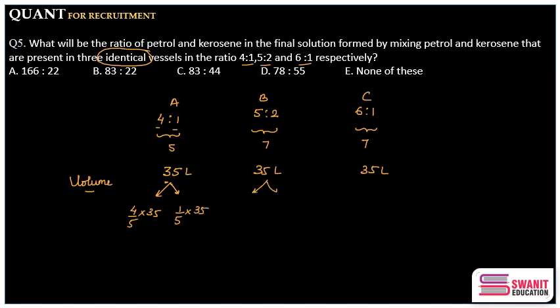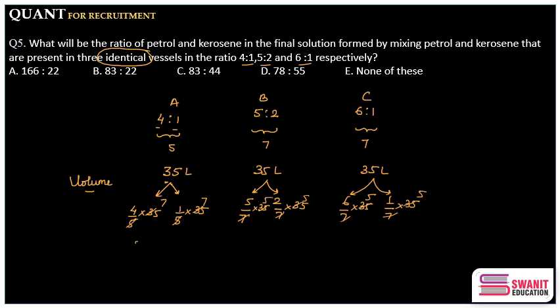Similarly, in the second container, it is in the ratio 5:2. So 5 by 7 times of 35 is petrol, whereas 2 by 7 times of 35 is kerosene. In the third container, it is in the ratio 6:1. That means 6 by 7 times of 35 liters and 1 by 7 times of 35 liters is the ratio. Now see, we can easily figure out the data because everything will be a multiple now. So 7 times, this gives me 5 times upon cancellation. Similarly here also it will be 5 times upon cancellation.